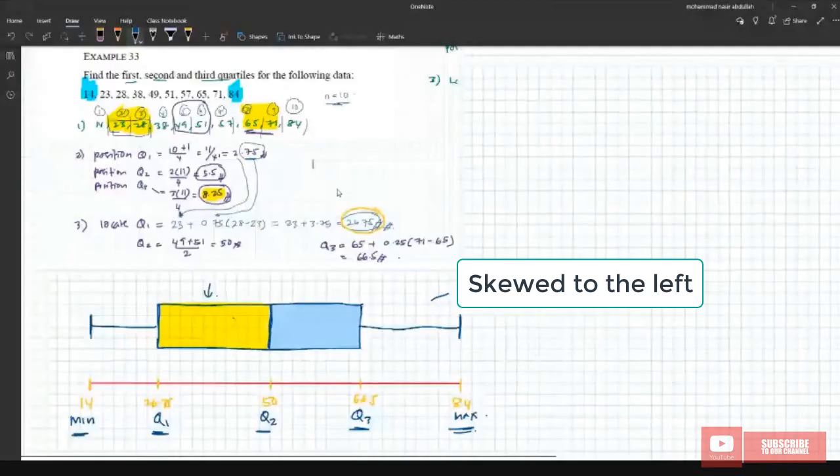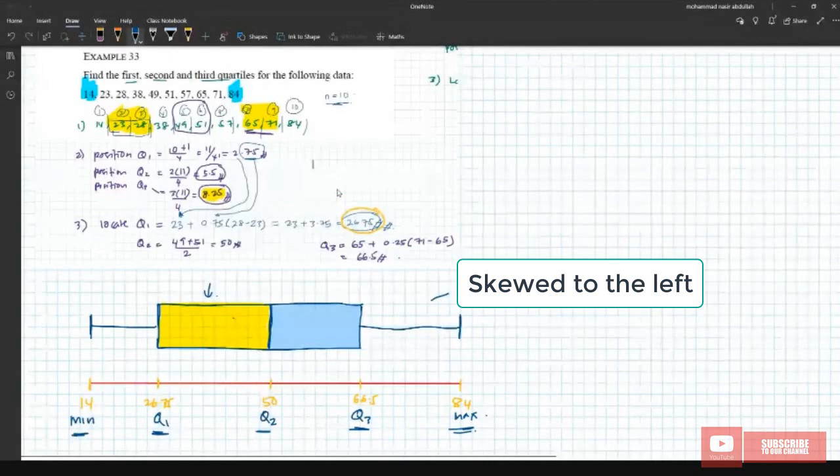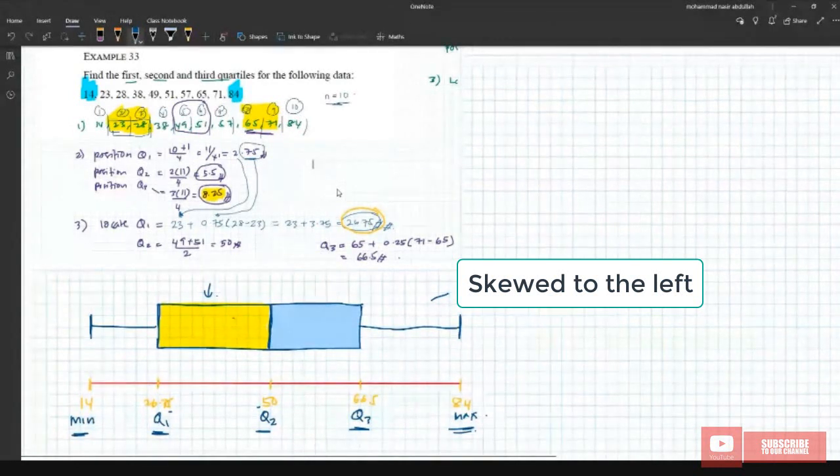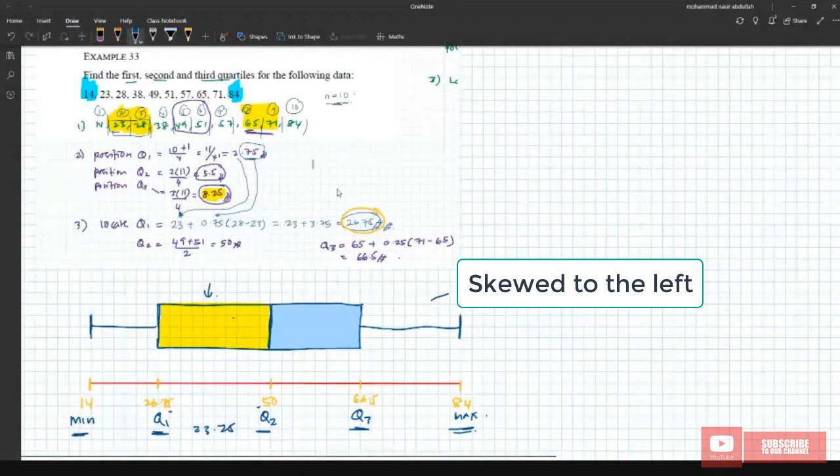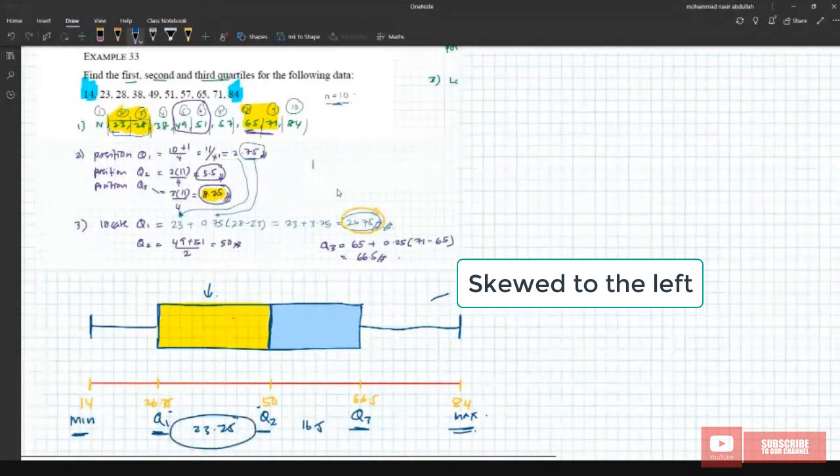So how to determine which area is the largest? You need to get the difference. 50 minus 26.75 is how much? 50 minus 26.75 is 23.25. 66.5 minus 50 is 16.5. So of course the left hand side is more than the right hand side, right? So by then we should take a 5-minute or 10-minute rest before we continue on.